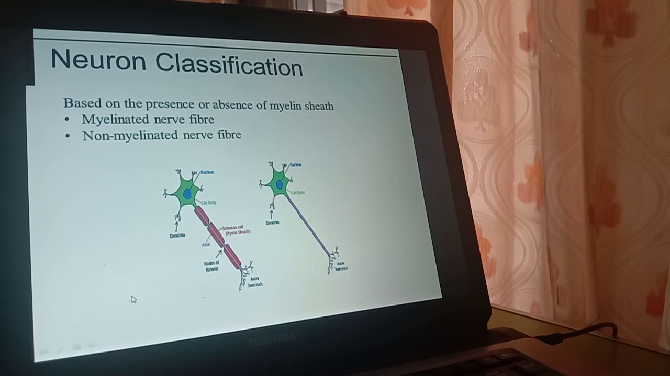Okay, now based on the presence or absence of the myelin sheath, we can classify these neurons as either myelinated nerve fibers. The term itself says that such nerve fibers do have a sheath called the myelin sheath, and non-myelinated nerve fibers when they lack the myelin sheath.